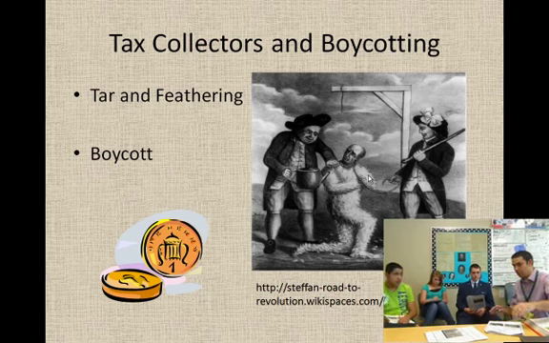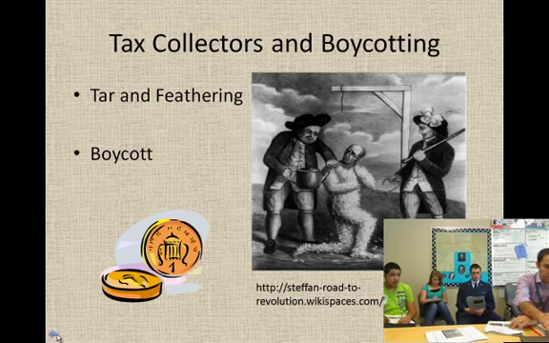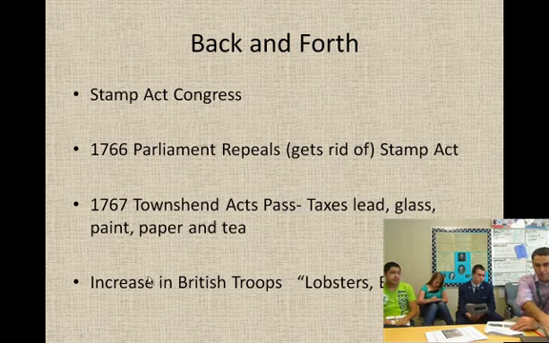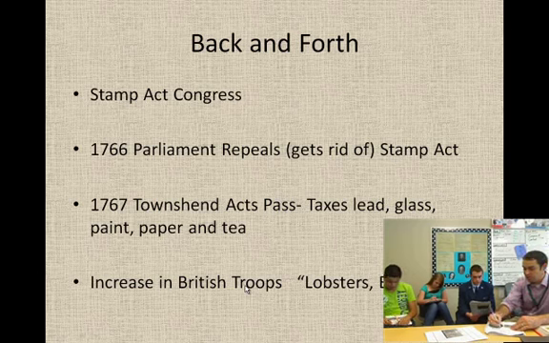And the king knows this, so ahead of that, he sends an increase in British troops. Let me see if I had a slide for that. I call this kind of the back and forth of what happens. The king knows that this is going to be a problem, so he starts sending an increase in British troops, especially to cities like Boston.